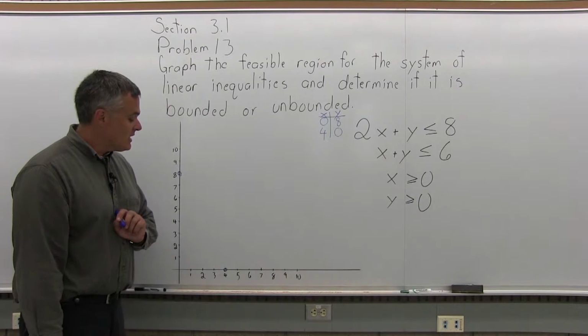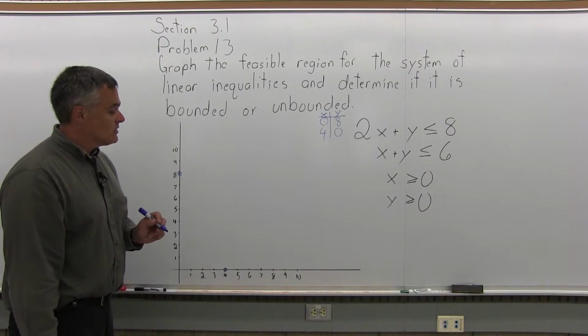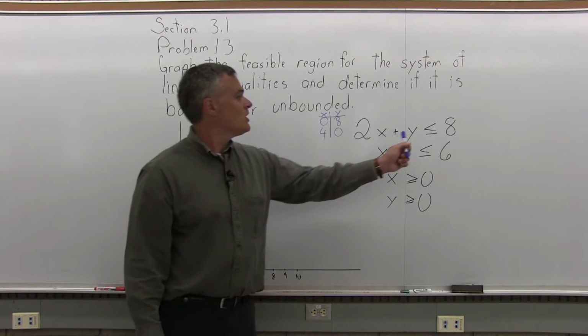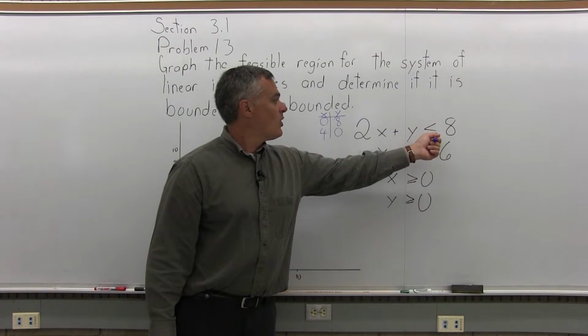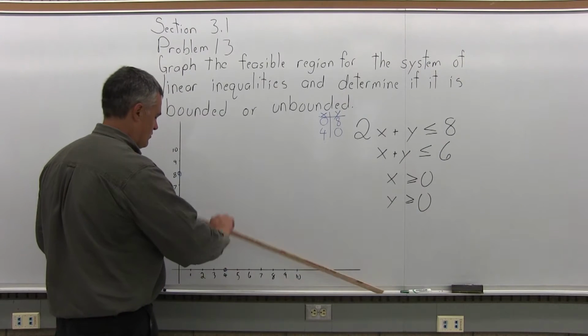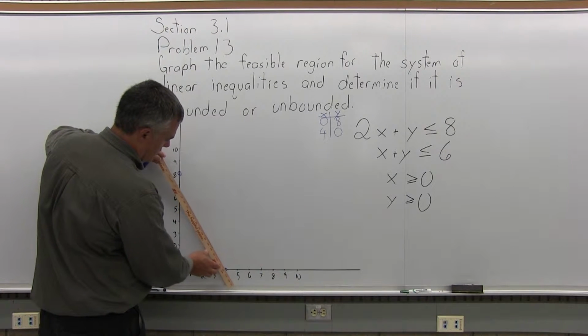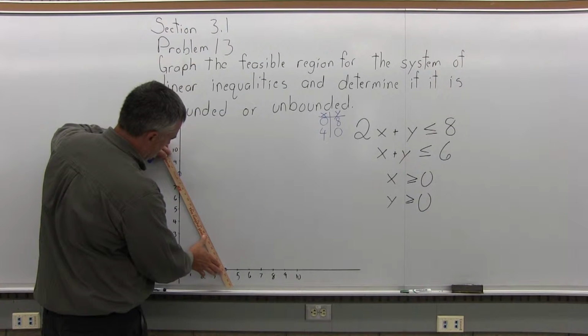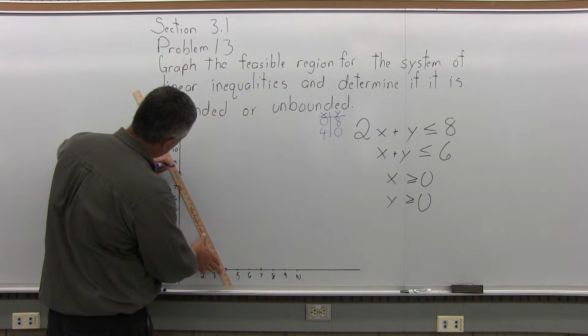Now step 3, I'm going to connect those with a straight line. I'm going to use a solid line because my inequality has an or equal to in it. So I'm going to use my ruler. I'm going to put it right on the 2 points that I graphed from the previous step. Connect them.